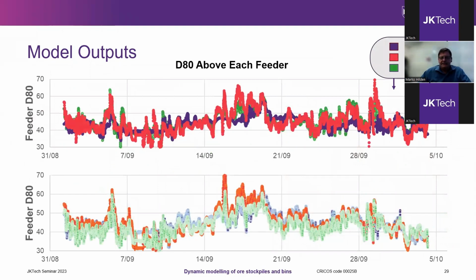We can also calculate the D80 above each of the apron feeders, and potentially this information could be used to set the feeder speeds and to optimize the feed size to the SAG mills. So you could draw more coarse material if you wanted, or more fine material, depending on the load level in the SAG mill. Similarly, we could show other details such as residence time or grade if we were tracking these properties through the pile.